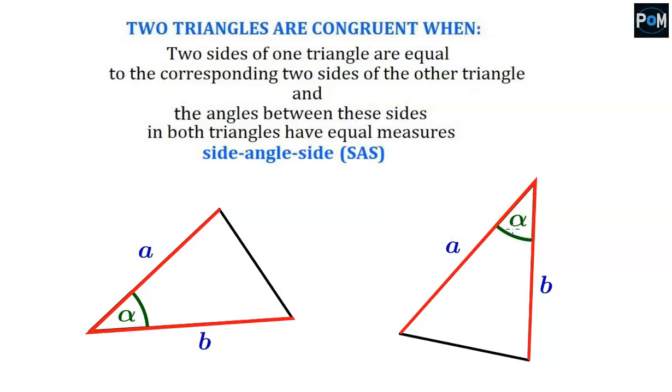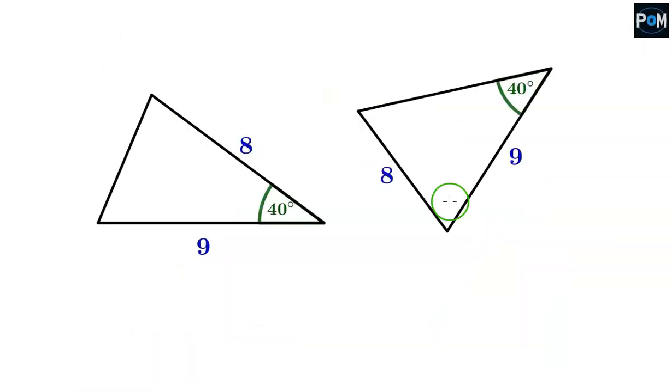This congruence would be ruined if one of these sides, for example side A, was taken from here and moved here. Then, indeed, we would have sides A and B, but angle alpha would not be included between them. Then the triangles wouldn't be congruent. They're only congruent if A is here and B is here, or vice versa. From this second theorem of triangle congruence, we can determine if these two triangles are congruent.